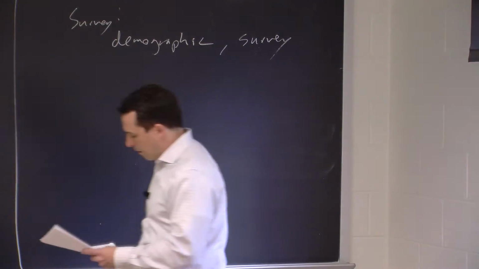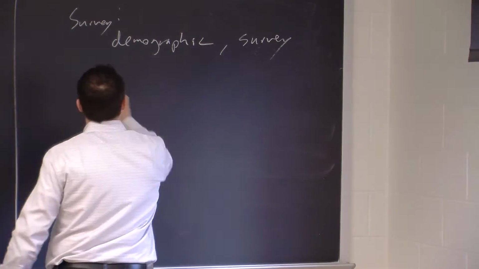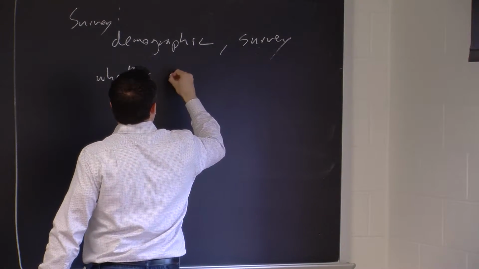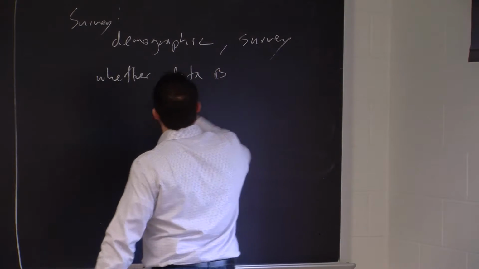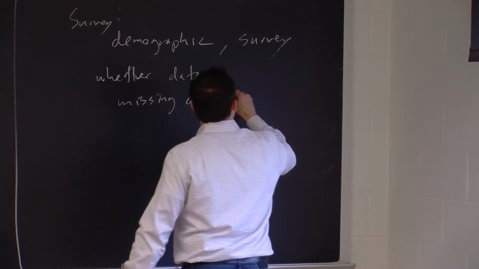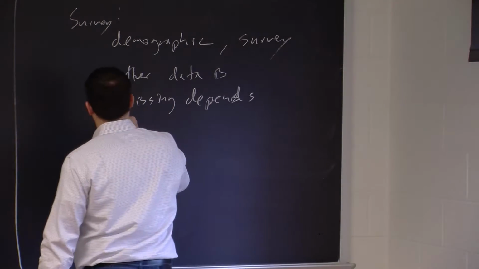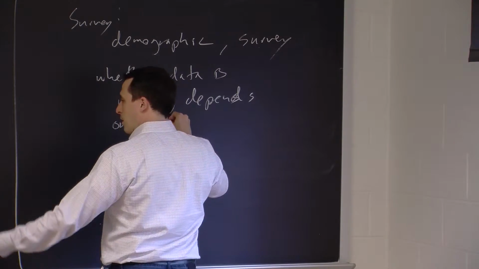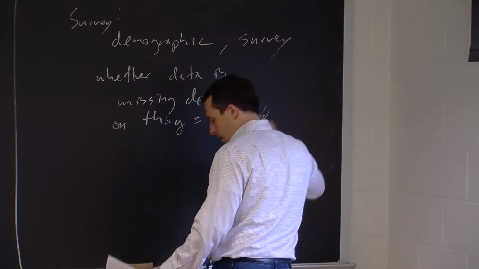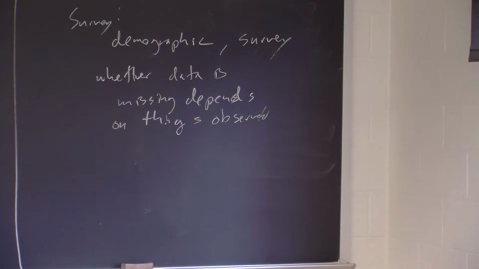So it's a little bit subtle, but it's the idea that whether the data is missing depends on things we observe, and it does not depend on what their answer would have been had they answered the question. So it doesn't depend on what's been suppressed.